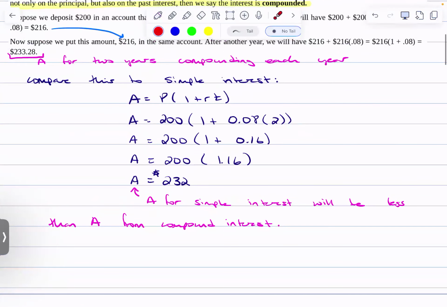Now this was over a pretty short time period, 2 years. But most mortgages are 25 years, and so over time it becomes quite a large difference.